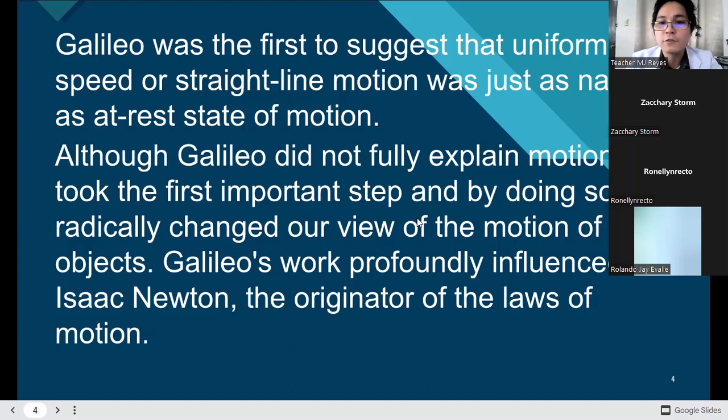Although Galileo did not fully explain motion, he took the first important step and radically changed our view of the motion of objects. Galileo's work profoundly influenced Sir Isaac Newton, the originator of the laws of motion. During that time, Sir Isaac Newton was like a god, because he created explanations about the movements of heavenly bodies, about gravitational pull, and so on.